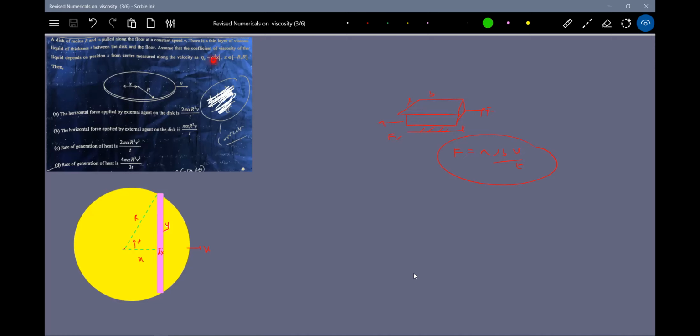If eta were constant, it would be very easy. So what is the area of contact? Pi r square. I would have written pi r square. If this eta were constant, then the viscous drag that will be acting is eta into pi r square v by t, where t is the thickness of the viscous layer below. But here eta is variable. So therefore I had to take help of some integration.